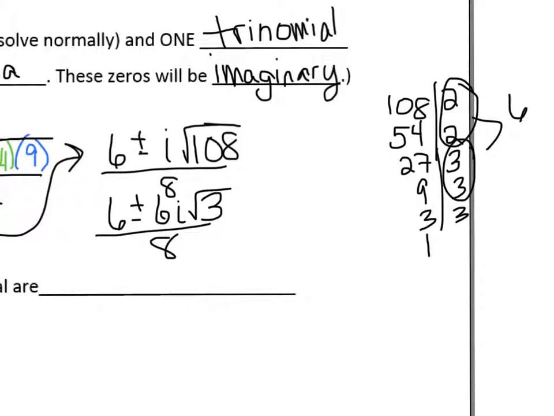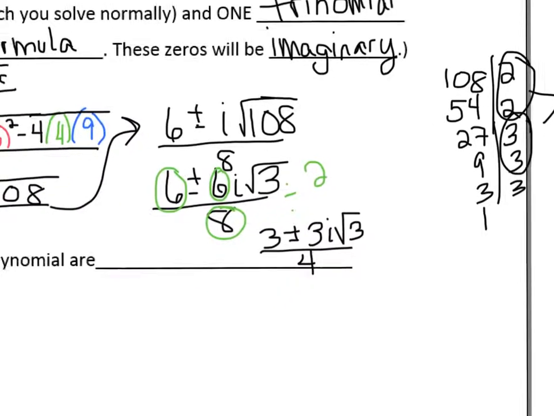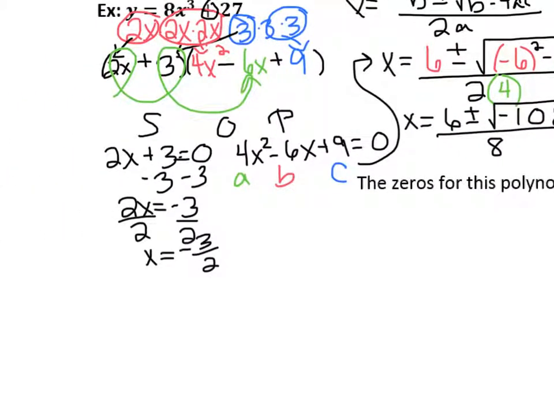Now we saw problems like this before. So the last step was to look at the 3 outside numbers and see if they were all divisible by something. So 6, 6, and 8. Well, we can divide them all by 2. So the final answer for this one would be 3 plus or minus 3i square root of 3 all over 4. And then we also had the answer way back here of negative 3 over 2. So we're going to add that to our answer as well.